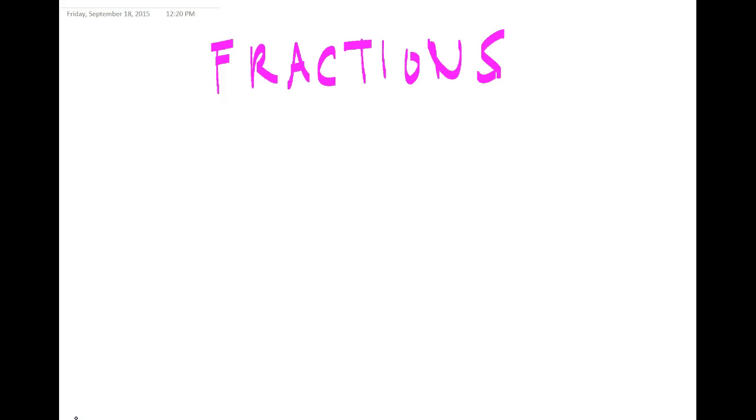So first of all, what is a fraction? Well, it's just a way to represent something that is incomplete, something that is not whole. And whenever you write a fraction, you do need to stick the part over the whole. So in other words, something like this.